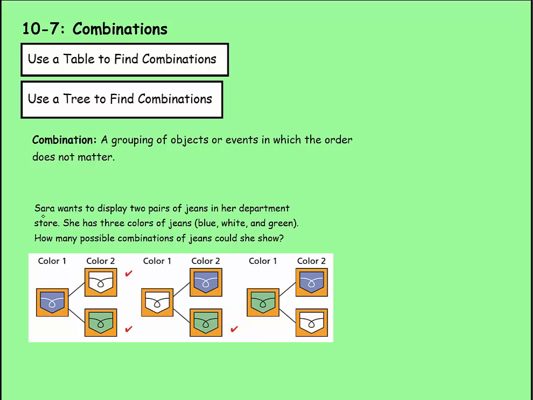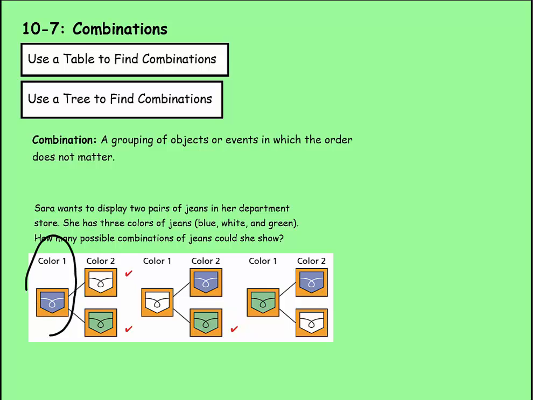Let's give you an example here. Sarah wants to display 2 pairs of jeans in her department store. She has 3 colors of jeans, blue, white, and green. How many possible combinations of jeans could she show? So she wants to have 2 pairs of jeans, and for these ones it doesn't matter which order they go in. You could have a blue one on the left and a white one on the right, or a white one on the left and a blue one on the right. That does not matter. Here below us we have the tree method to solve this one.